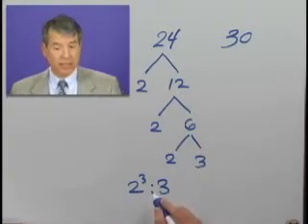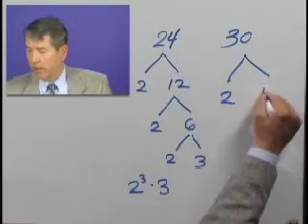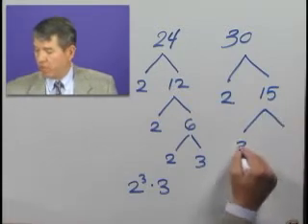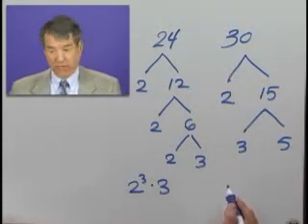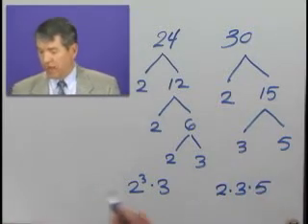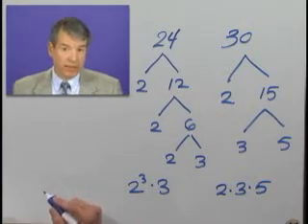Let's see what 30 has in common with this. 2 and 15. 3 and 5. The factorization for 30 is 2 times 3 times 5. Do those factorizations have any numbers in common?